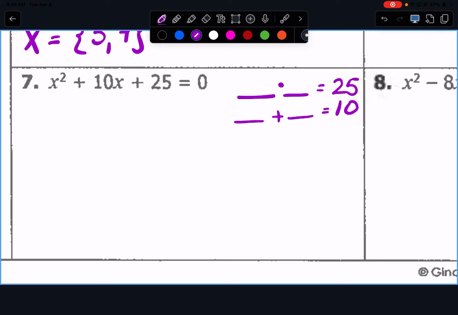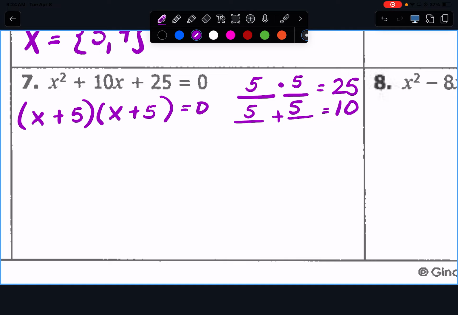I told you to check your signs. Negative 5 and negative 5. Would it be negative 5 and negative 5? Positive 5 and positive 5. Negative 5 and negative 5 will be our answer, okay? But we're going to talk about what happens here. So to write our solution, we do x plus 5 times x plus 5 equals 0. So if we split this up, we get x plus 5 equals 0, which if we solve that, we get x equals negative 5. And if I do the other side, x plus 5 equals 0, we get the same thing.